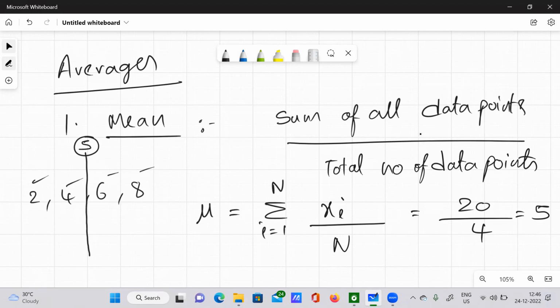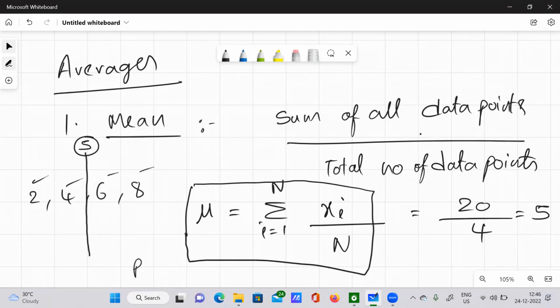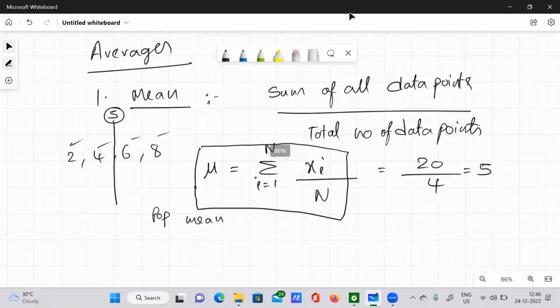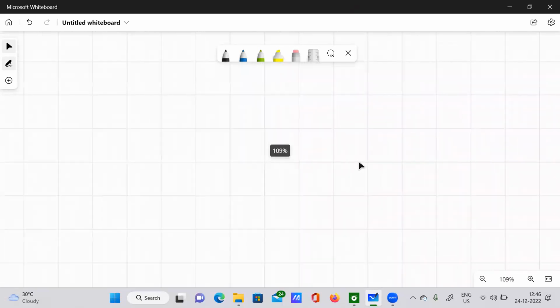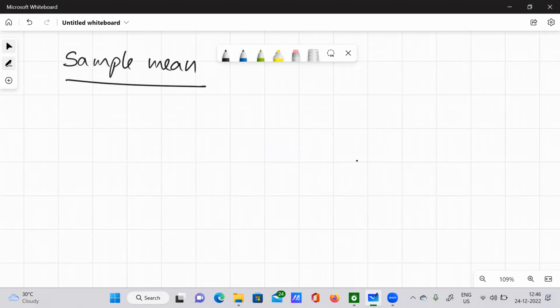When I say mu here, this would be my population mean. But I also have something called the sample mean. Earlier I have already explained what population and sample are. Likewise, we have means for each of these, for population as well as for sample.